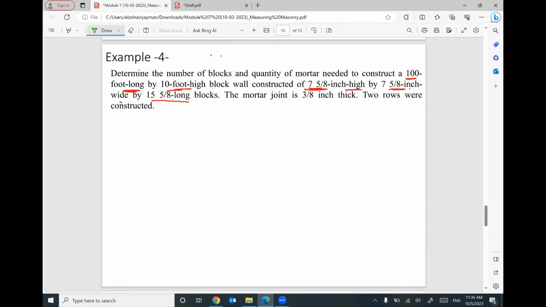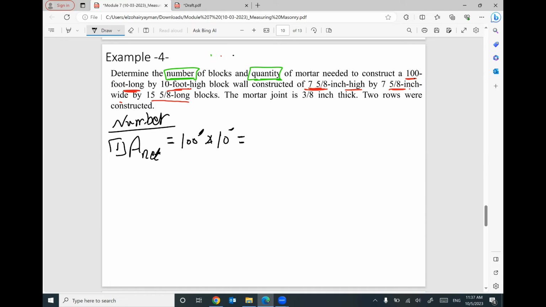Read your problem carefully. We need to determine the number of bricks and the quantity of mortar, both of them in one example. Let's start with the number. If you would like to figure out the number of bricks, we have 5 steps, if you remember. Step number 1, what is the net area of the wall? This wall has 100 feet length by 10 feet high without opening. No information is given about any opening in this wall. So the total surface area equals the total net area, 1,000 square feet.